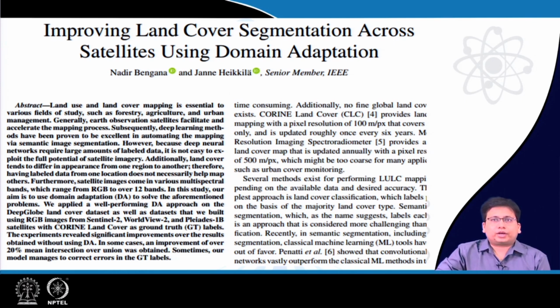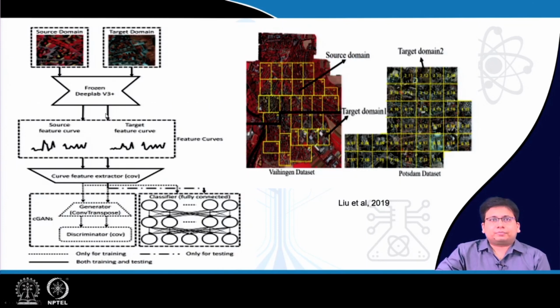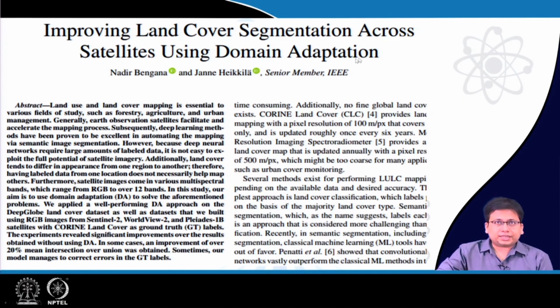Now let us come to another paper which focuses on a different application. Here the aim is improving land cover segmentation across satellites using domain adaptation. Here the key word is across satellites. In the previous case it might have been from the same satellite but over two different cities. In this case we are talking about across satellites, that is, the two satellites may use different sensing technology and so on.